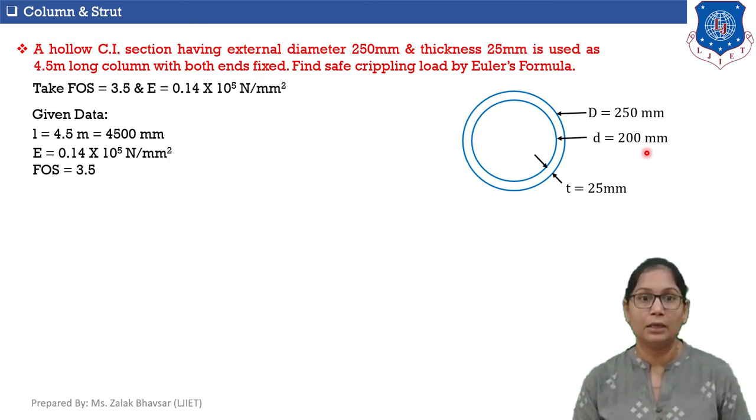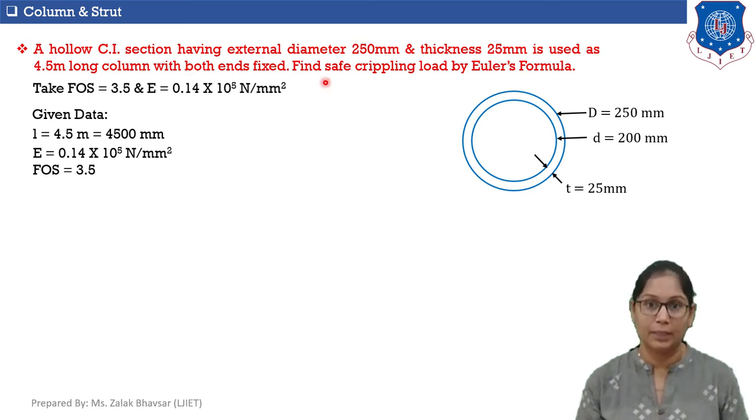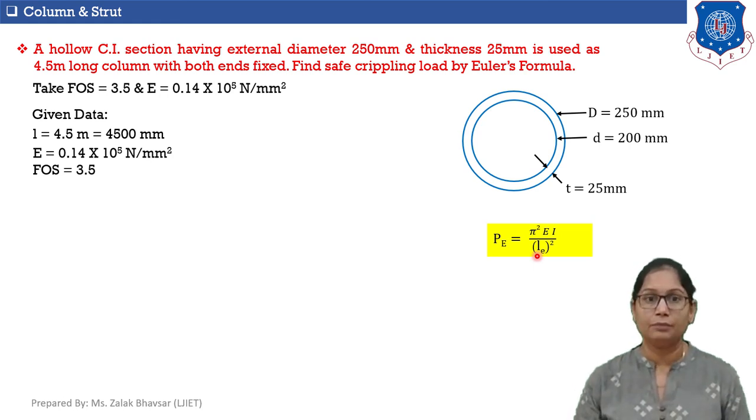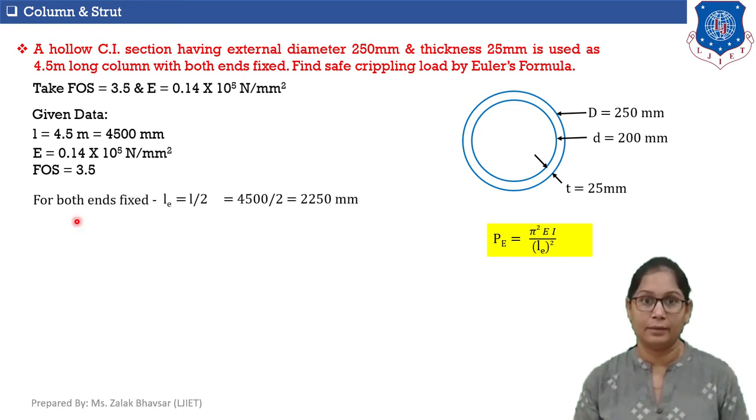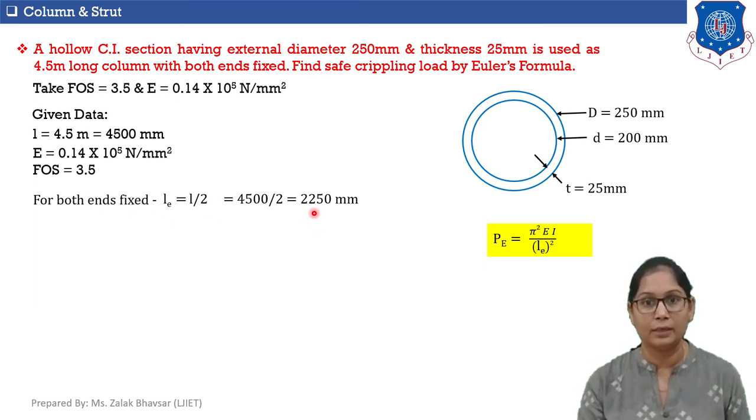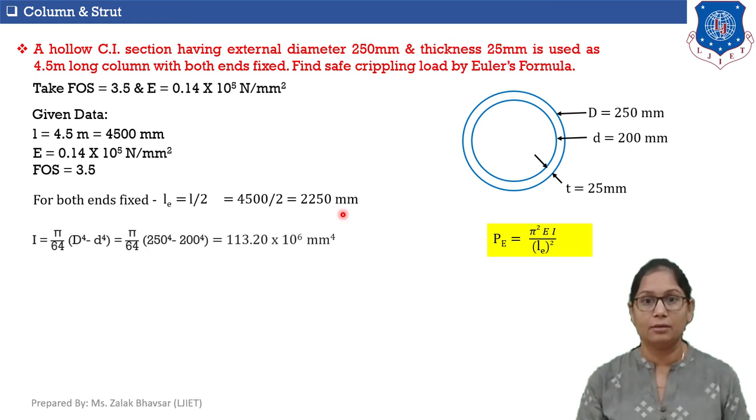Okay, now the column has both the ends fixed. Here it is mentioned both the ends of the column are fixed. We need to find out the safe crippling load by Euler's formula. Okay, so here is the formula that we will use for calculating our numerical. First of all, here the column end condition is given, and for both ends of the column fixed, effective length of the column LE is equal to L by 2. Now the length of the column is 4500 by 2, so I am getting LE is equal to 2250 mm.